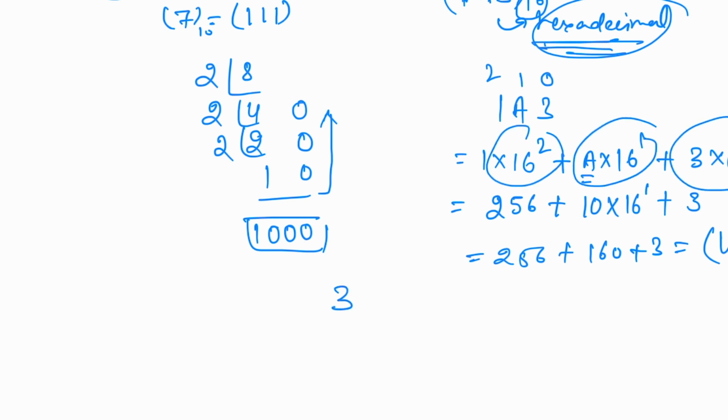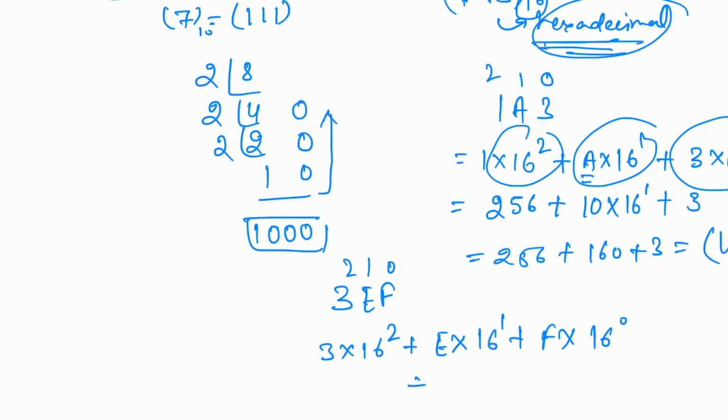And if the number comes like 3EF, you write the positions, you'll write 3 into 16 square plus E into 16 power 1 plus F into 16 power 0. At the position of E, you will take the number as 14. At the position of F, you will take the number as 15, and then you do the same.